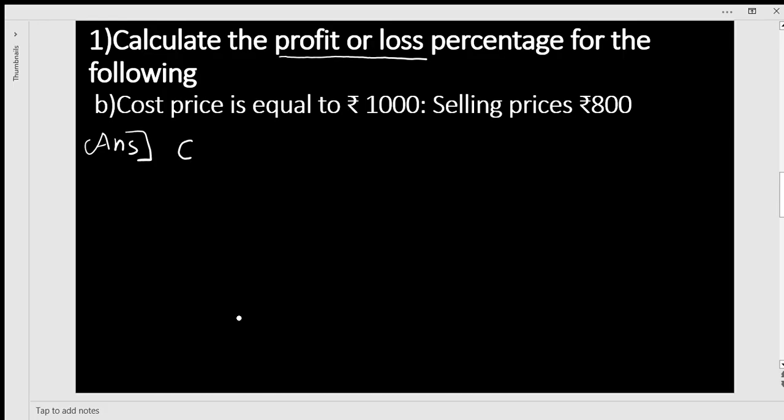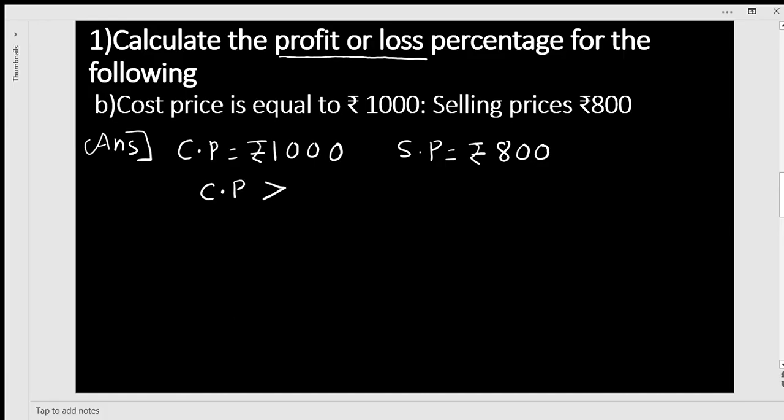As we will read the sum, we'll come to know. So, what is cost price over here? Cost price is rupees 1000. What is selling price? Selling price is rupees 800. What we have discovered over here? Here, cost price is greater than selling price. Recollect, students, whenever cost price is greater than selling price, the person will suffer what? Loss. Fine.